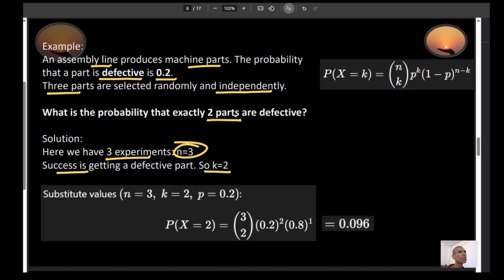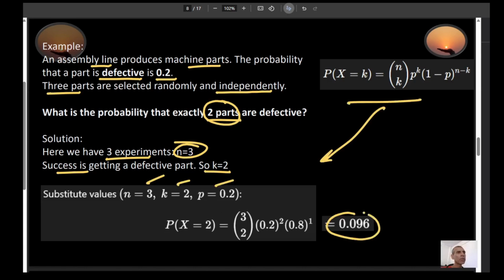So, my k in this case is 2, because that's what I want to find out. What is the probability of getting exactly 2 parts that are defective? Substitute your values: n equal to 3, k equal to 2, and p equal to 0.2 in this expression, and your answer will come out to be 0.096. In other words, you have a 9.6% chance that exactly 2 parts are defective.